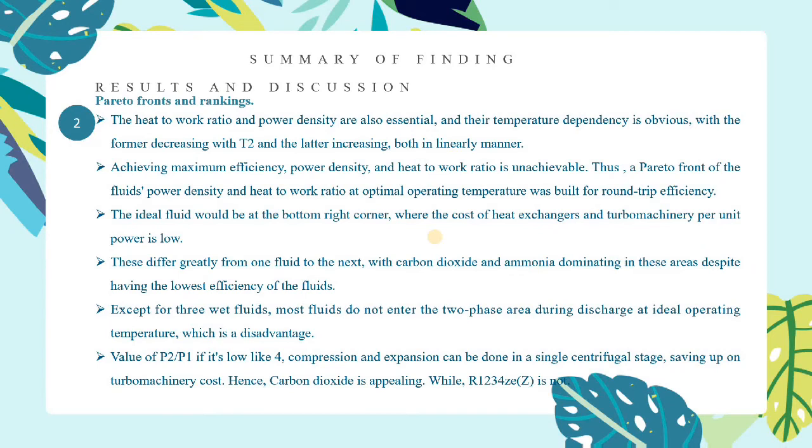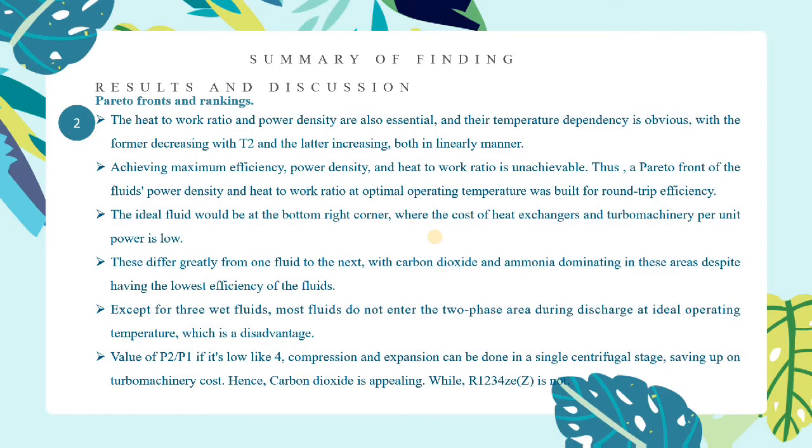The ideal fluid would be at the bottom right corner, where the cost of heat exchangers and turbomachinery per unit power is low. They differ greatly from one fluid to the next, with carbon dioxide and ammonia dominating in these areas, despite having the lowest efficiency of the fluids. This is except for the three wet fluids, where most fluids do not enter the two-phase area during discharge at ideal operating temperature, which is a disadvantage.